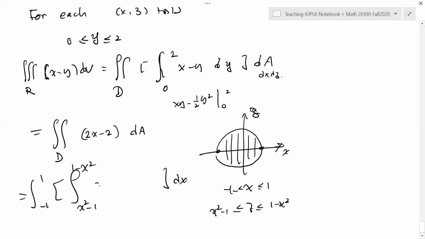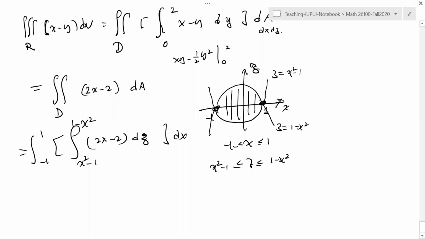For the x bounds that you found, is that just solving each equation? Yeah, that's right. You solve the equations to find those intersection points. This is z equals x squared minus 1, and this is z equals 1 minus x squared. So those are the two intersection points. So I solve them, and I'm not going to complete this integral.